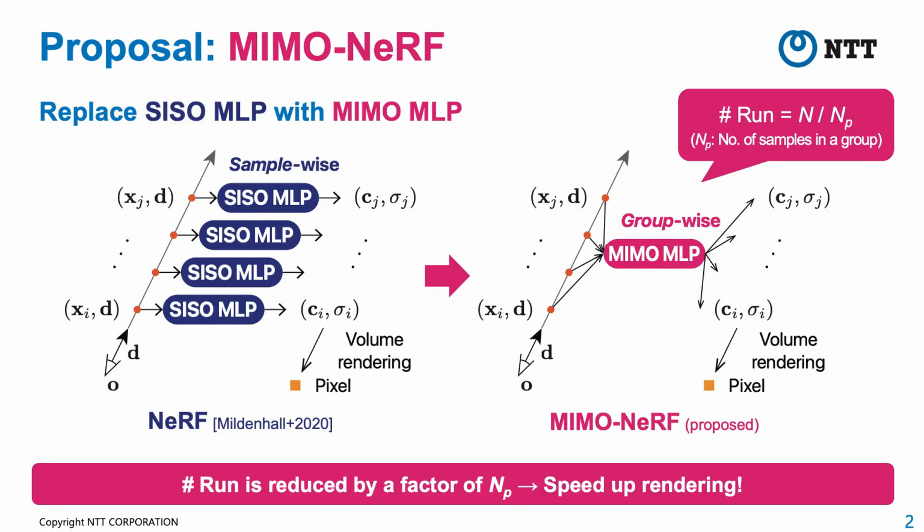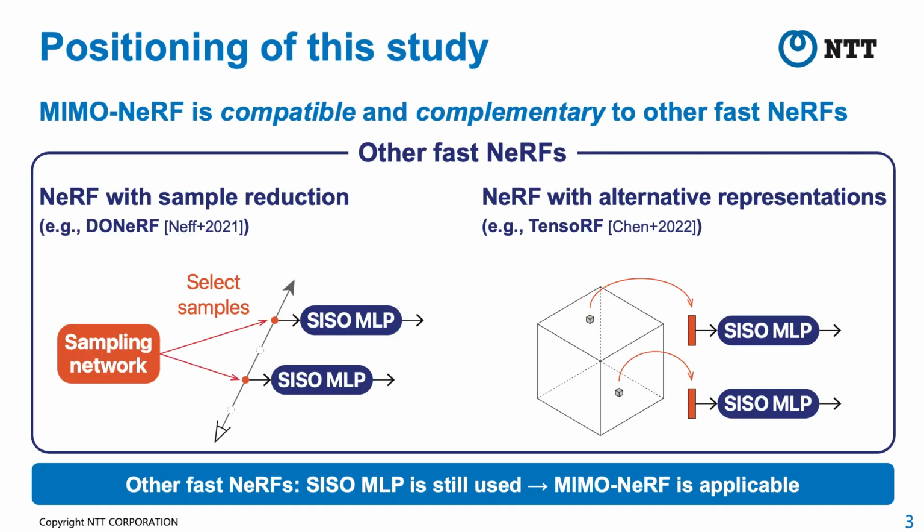To overcome this weakness, we propose multi-input multi-output NeRF, or MIMO-NeRF. Instead of a SISO-MLP, MIMO-NeRF uses a MIMO-MLP that performs mappings in a group-wise manner. This change reduces the number of MLPs running by a factor of the number of samples in a group, and speeds up rendering. Before explaining the details of the proposed method, I'd like to clarify the positioning of this study.